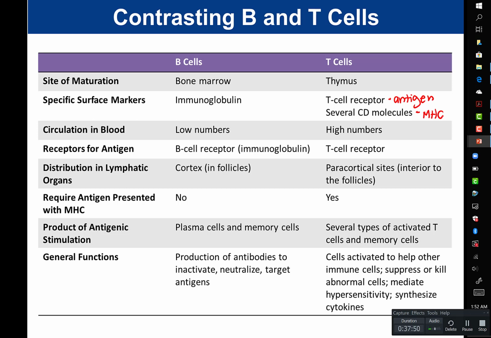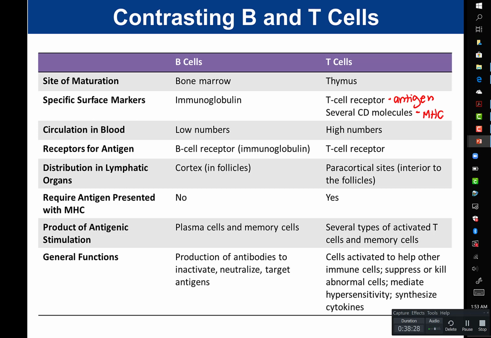In terms of circulation in the blood, B cells are found in low numbers. T cells are found in higher numbers. The receptor for the antigen in the case of a B cell is referred to as a B cell receptor or BCR. And again, that B cell receptor is an immunoglobulin. It's essentially an antibody that's linked to the membrane. A T cell has what's called a T cell receptor or TCR. We'll skip the distribution in the lymphatic organs. I'm not going to ask you about that.